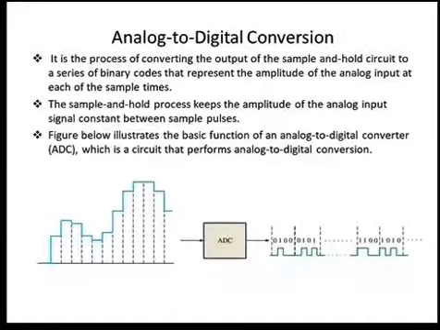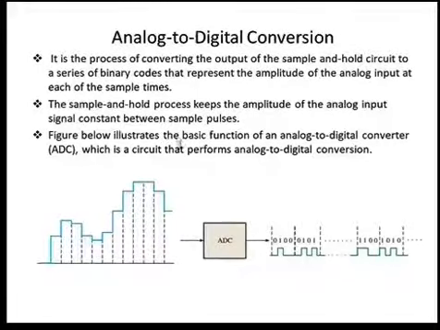After studying some basic concepts, let's come back to our target, that is analog to digital conversion. So how can we define it? It is the process of converting the output of the sample and hold circuit to a series of binary codes that represent the amplitude of the analog input at each of the sample times. The sample and hold process keeps the amplitude of the analog input signal constant between sample pulses.